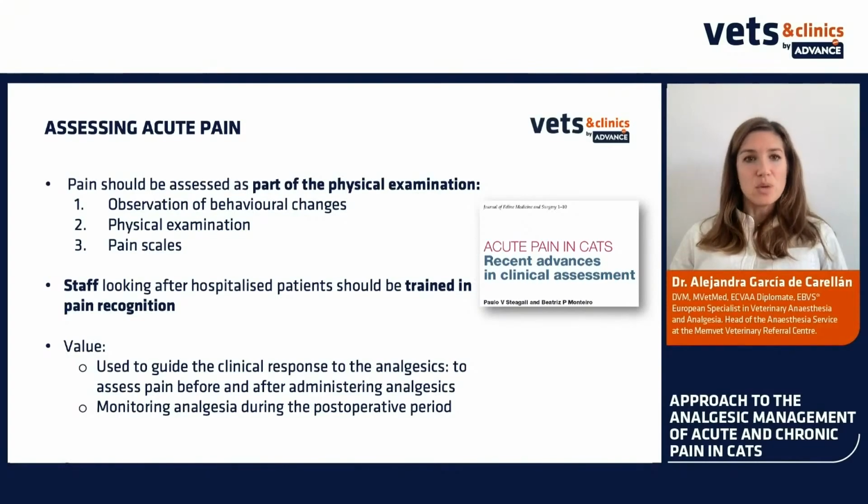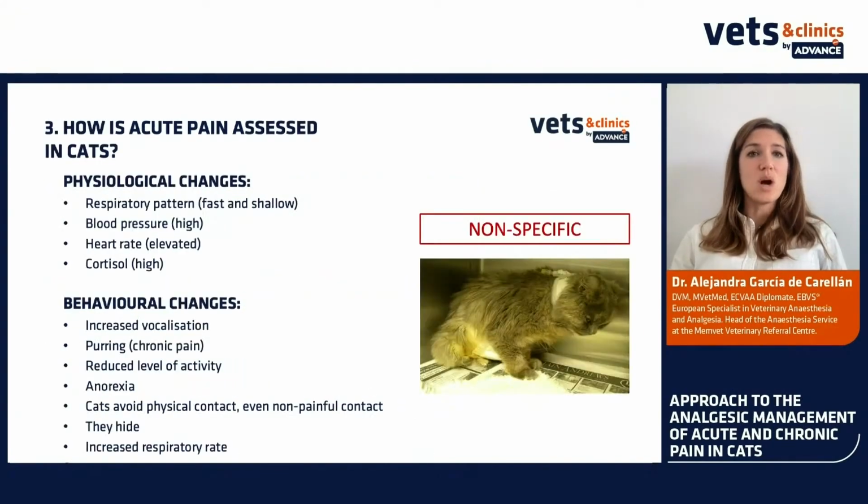It should be one thing to do in each hospitalized patient in their kennel sheet. It should be somewhere in there, pain assessment or pain scale to do in every patient. The value of these pain assessment tools is to guide the clinical response to analgesics when they are in pain, to assess before and after administration of an analgesic, and to monitor analgesia during, for example, the postoperative period after surgical treatment. So how do we do it?